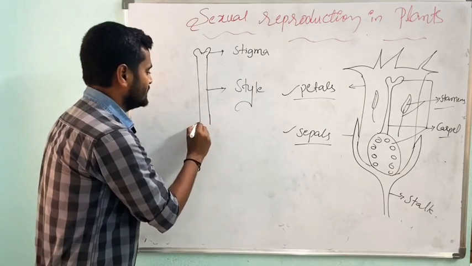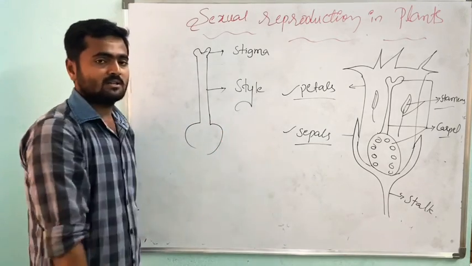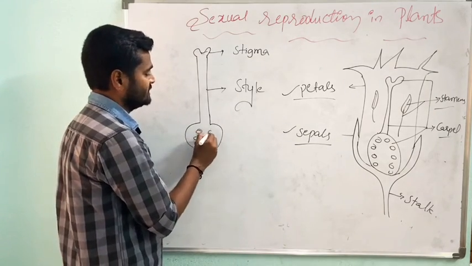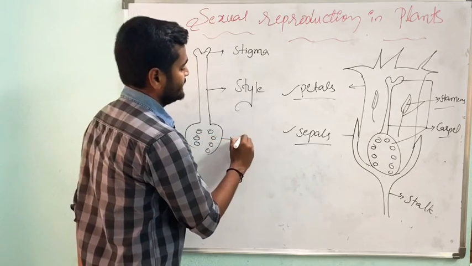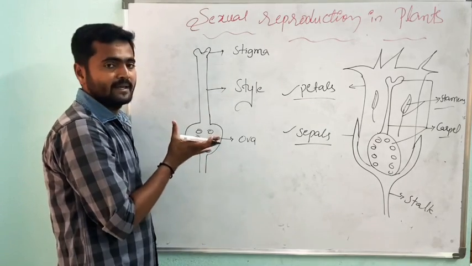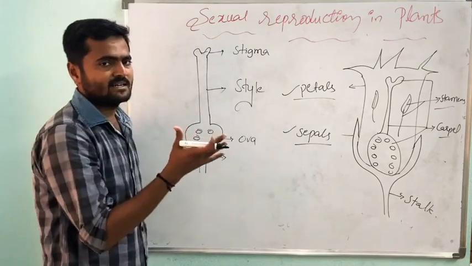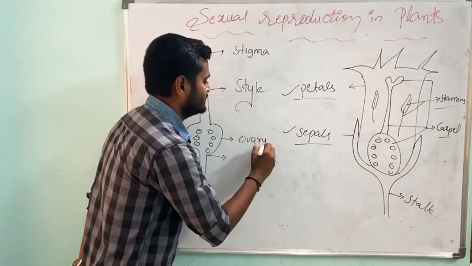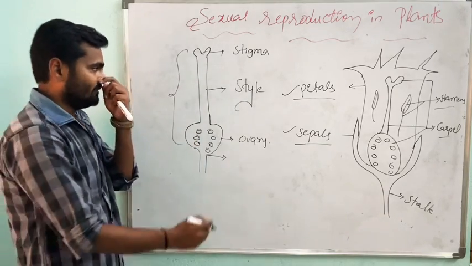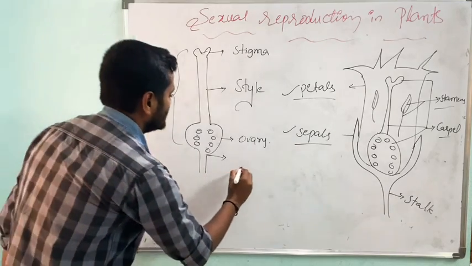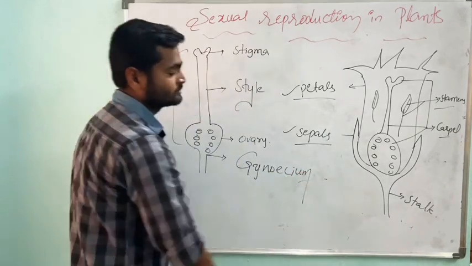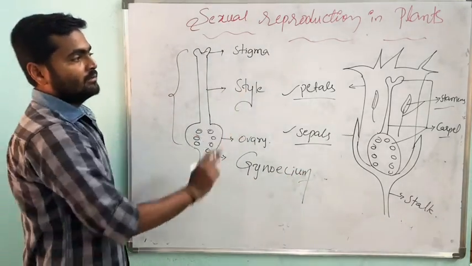The last part, a bulb-like or sac-like structure, contains the female sex cells, the ovules. That is called the ovary. The ovary is seated on a base called the thalamus. So the third part is the ovary. These three together are called the carpel, also called the female reproductive system, or gynoecium.